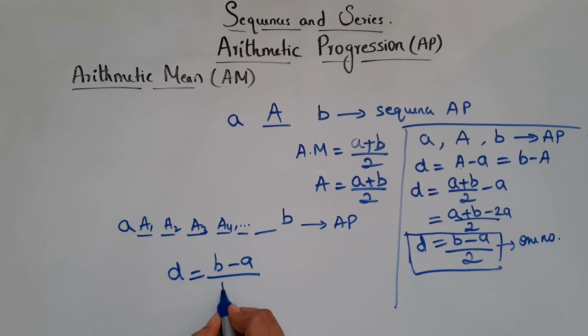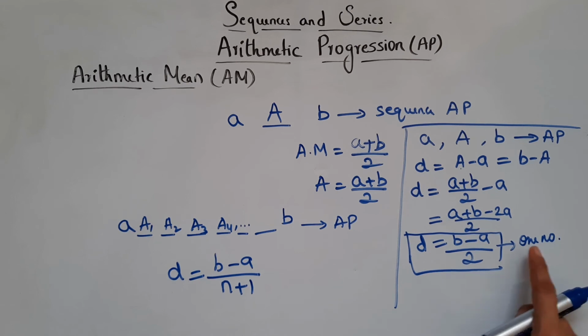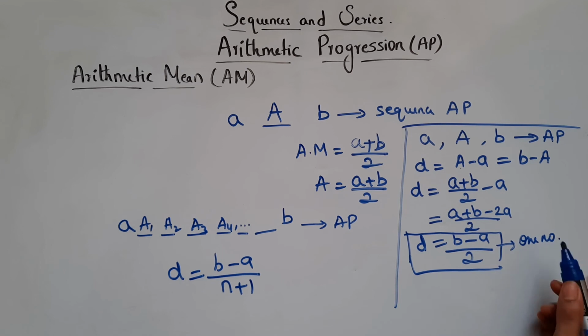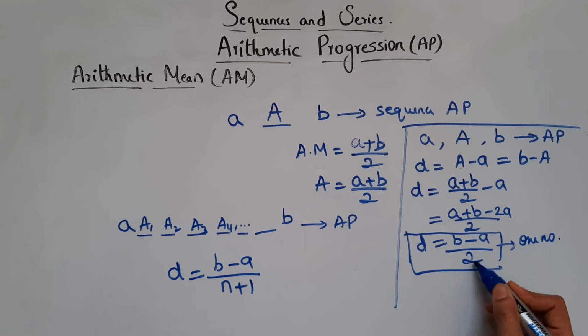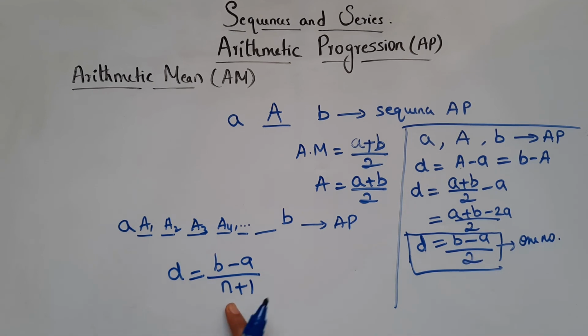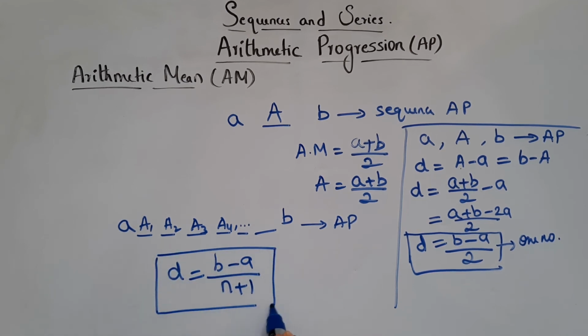So n plus 1. So I repeat, when we insert one number, the common difference we got is (b minus a) by 2. So n is 1, so the denominator is 2, that is n plus 1. Agreed? So here we want to insert n numbers. What will be the denominator? n plus 1. So for n numbers, the common difference is (b minus a) by (n plus 1).